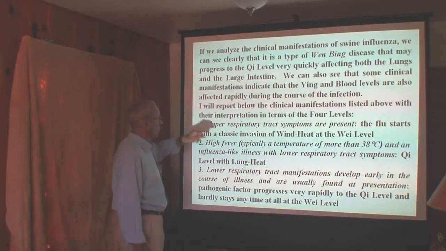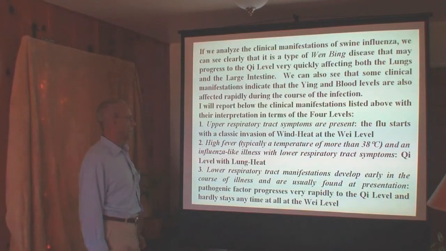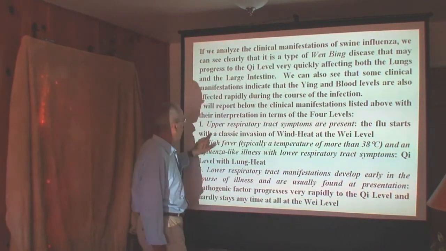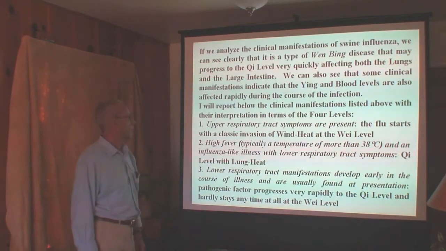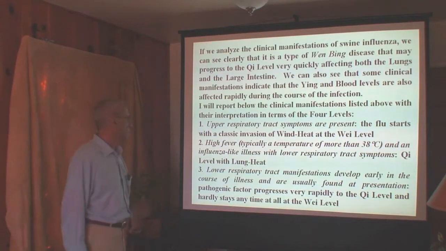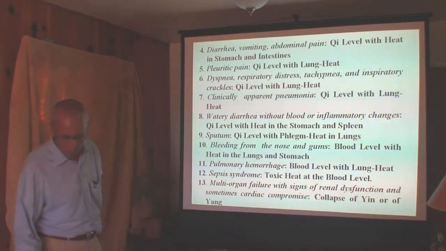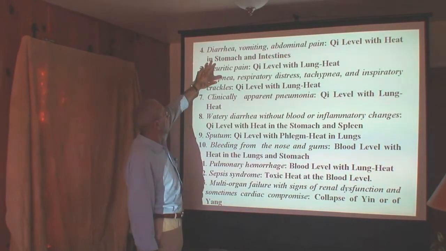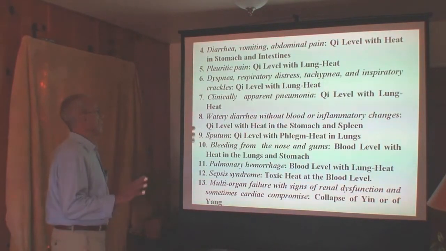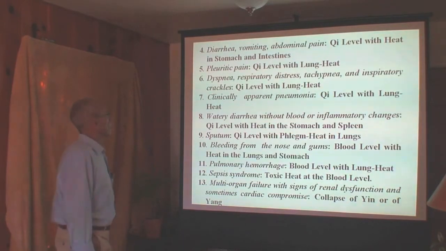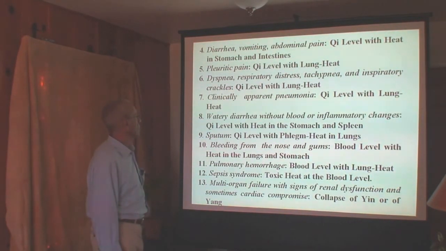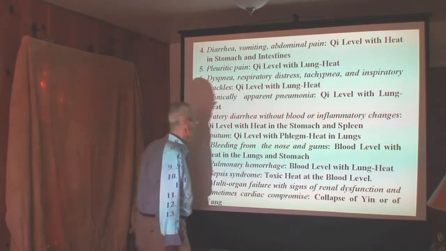These are the symptoms and complications of the swine flu from the WHO website, with an interpretation from the Chinese point of view. As long as it's upper respiratory tract symptoms, it is the exterior stage, the wei level. If the fever is very high, with lower respiratory tract symptoms, it is qi level in the lungs, and you'll have these in your notes. Occasionally there are digestive symptoms like diarrhea and abdominal pain. That would be the other qi level pattern, which we haven't discussed, with heat in the stomach and intestines. Dyspnea, respiratory distress, tachypnea, respiratory crackles are also qi level with lung heat. Sputum indicates phlegm heat as opposed to lung heat.